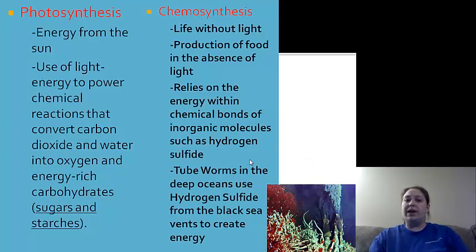They can do this in two ways: photosynthesis, using the sun to create starches and sugars, or chemosynthesis, using the chemicals around them, the inorganic molecules, to build up their nutrients. An example would be tube worms in the deepest parts of the ocean, using the hydrothermal vents that secrete hydrogen sulfide. Those tube worms take in that hydrogen sulfide to create the nutrients they need.